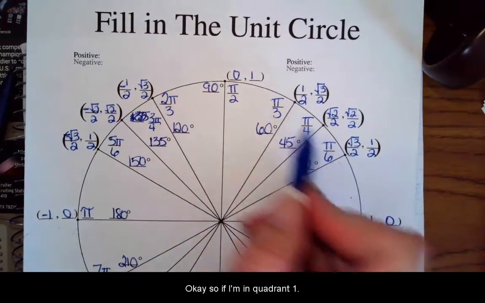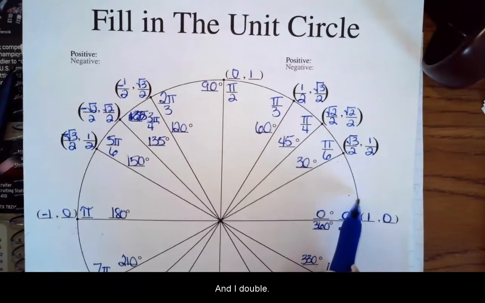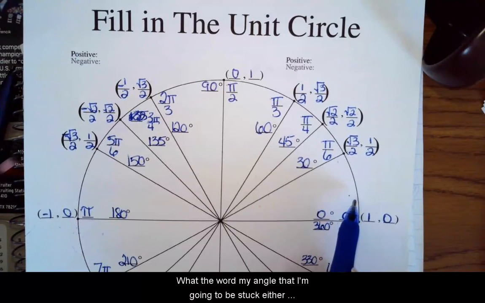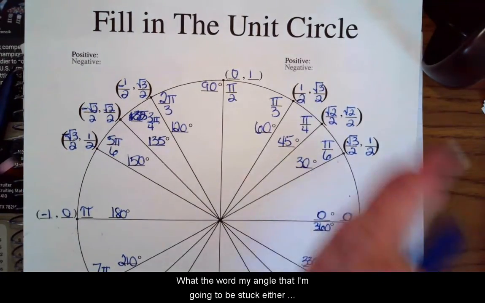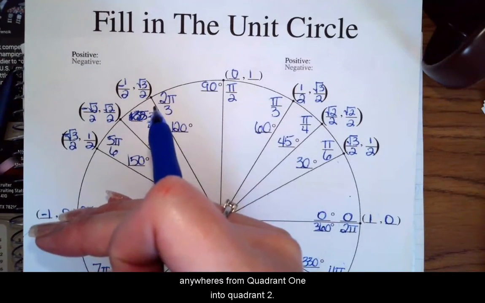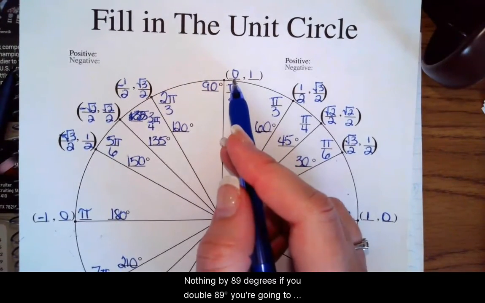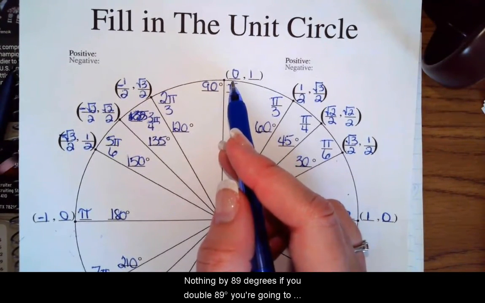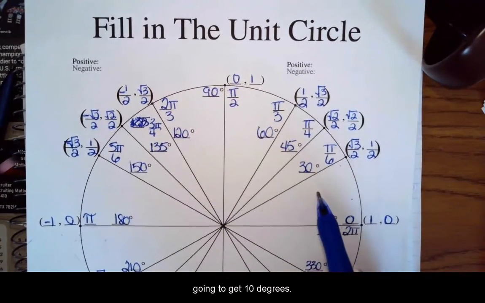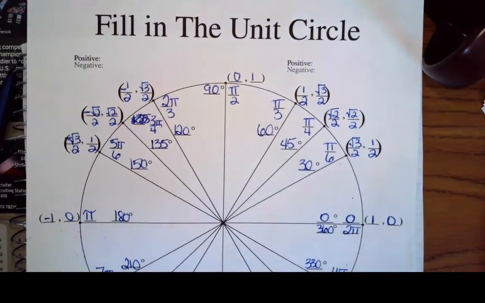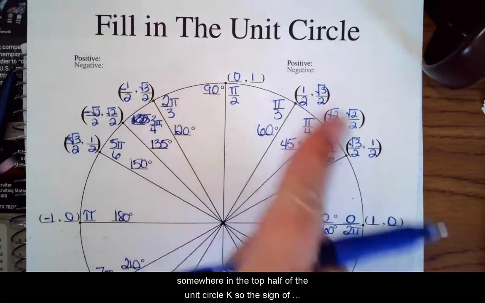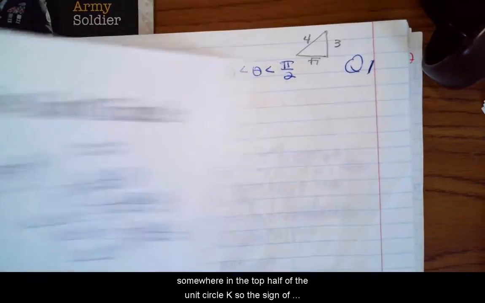Okay. So if I'm in quadrant 1 and I double my angle, then I'm going to be stuck anywhere from quadrant 1 into quadrant 2. So think about 89 degrees. If you double 89 degrees, you're going to get just shy of 180. But if I'm at 5 degrees and I double it, I'm going to get 10 degrees. So doubling an angle in quadrant 1 will land you somewhere in the top half of the unit circle.